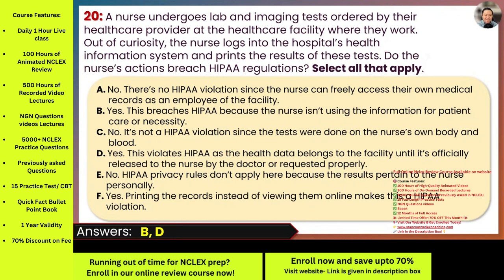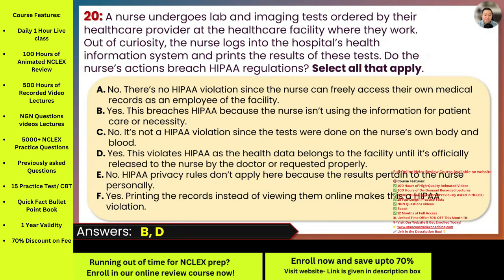Why is this correct? It's because HIPAA allows access to health records only when necessary for patient care or an approved administrative reason. And so the nurse here is not acting as a provider in this situation, but as a patient, meaning they must request records the same way any other patient would. And just because you work at the facility doesn't mean you have automatic access to your own records. You still have to follow the rules.